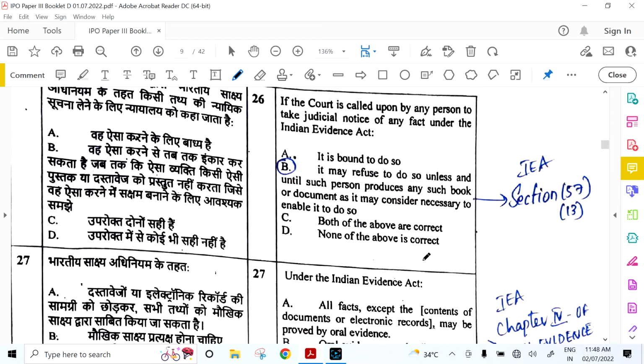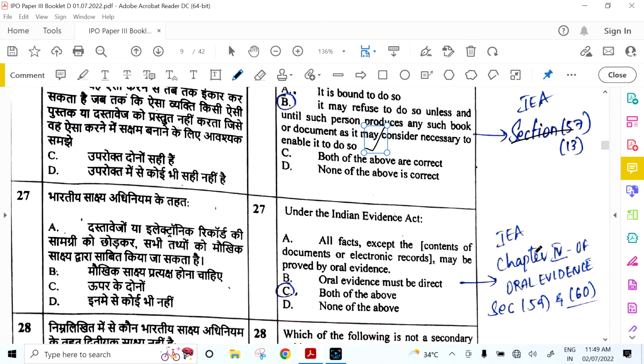If the court is called upon by any person to take judicial notice of any fact under the Indian Evidence Act, it may refuse to do so unless and until such person produces any such book or documents as it may consider necessary to enable it to do so, under Section 57.13 of the Indian Evidence Act.